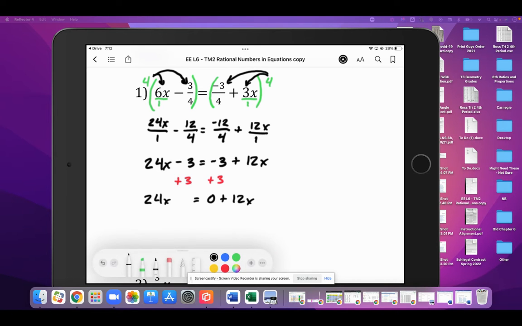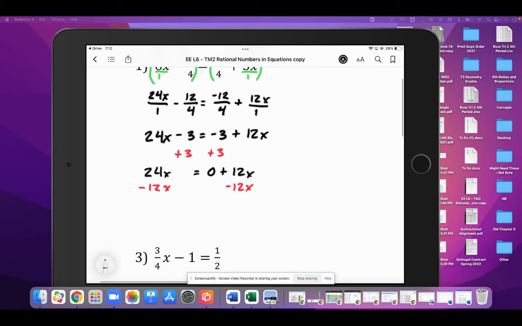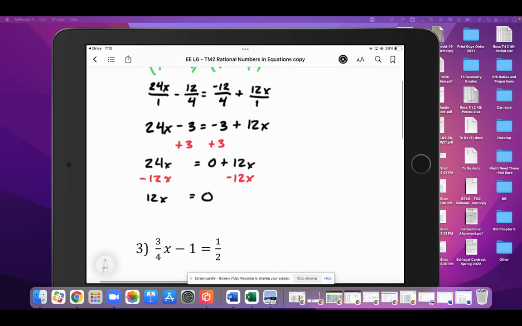Next, we will have to subtract 12x, so we get all the x's on the same side. And so I get 12x equals 0. Again, kind of a strange equation to start us off here. We divide by 12, and we get x equals 0.